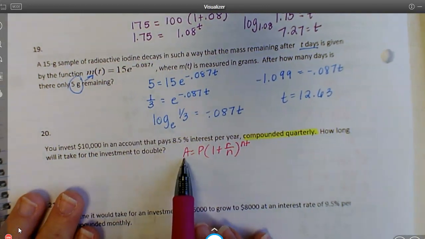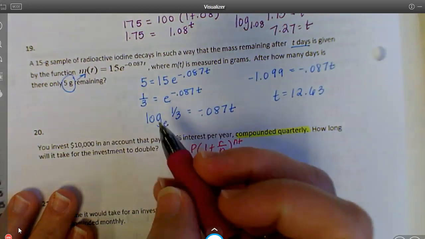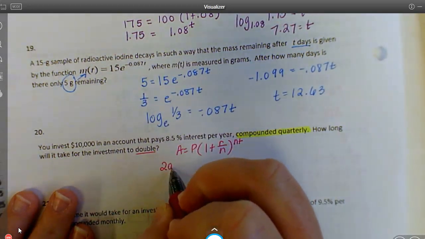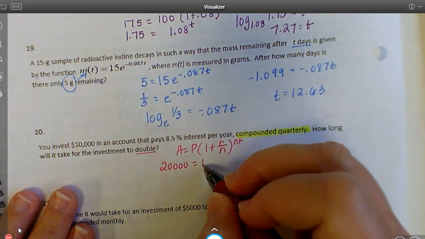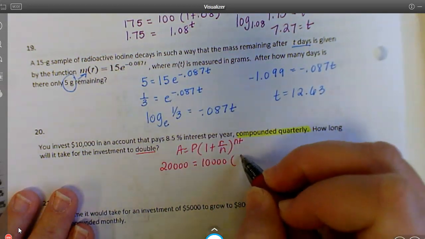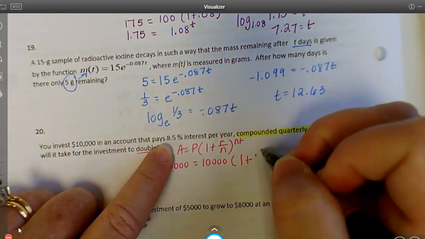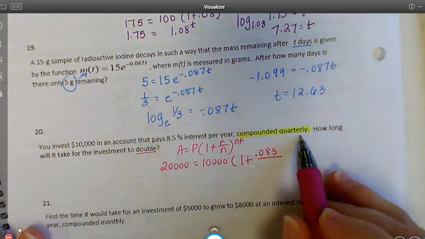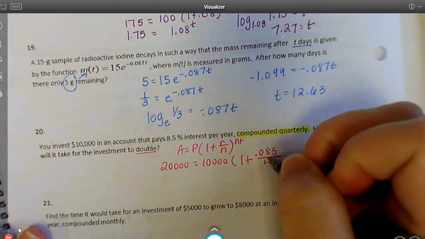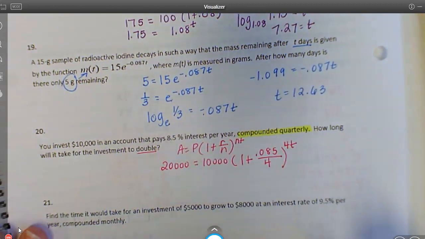So what is the amount that we're wanting after a certain amount of time? 20,000, because we want it to double. So I know this is going to be 20,000. What's our starting value? 10,000. 1 plus, okay, R is the 8.5, so that's going to be 0.085. Quarterly tells me the n, so I know that's going to be a 4. And I'm going to raise that to the 4 times t.